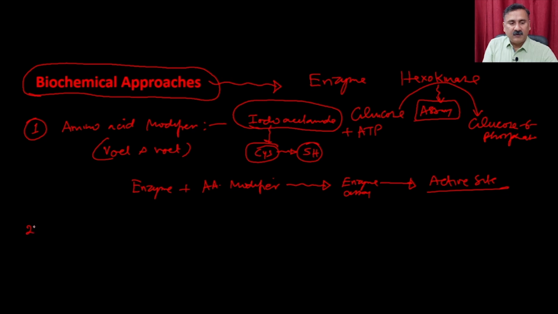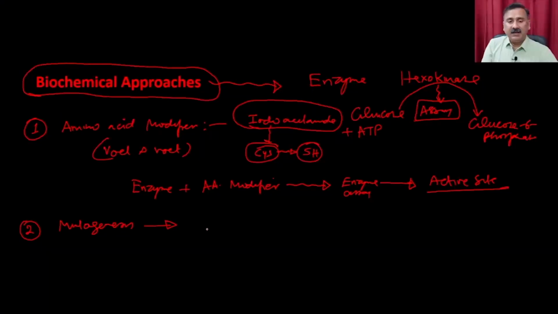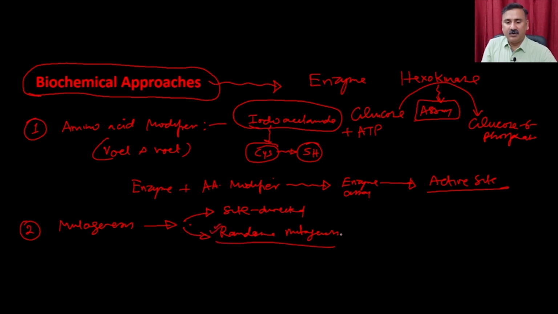The second approach is mutagenesis. Now, the mutagenesis approach will work only when you are working with an enzyme for which the amino acid sequence is known, for which the genome is known, and for which the gene is known. In that case, you can do two types of mutagenesis: site-directed mutagenesis or random mutagenesis. Normally, if people don't know anything about the active site, they do random mutagenesis followed by site-directed mutagenesis.